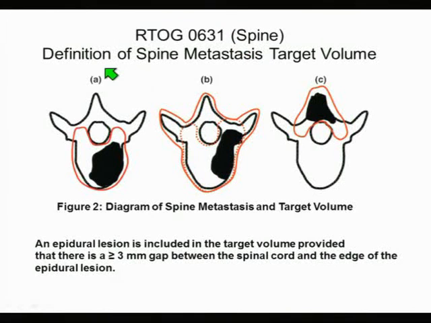So RTOG defines very clearly how to draw those target volumes. So you should really let your attending follow these guidelines to draw their volume. And also the cord should be defined by MR fusion or myelogram. One specific thing that is important: if you have an epidural lesion you want to include in the target volume, you have to make sure there is a 3 millimeter gap between the spinal cord and the edge of the epidural lesion. Otherwise, you cannot meet the coverage and meet the cord constraint.